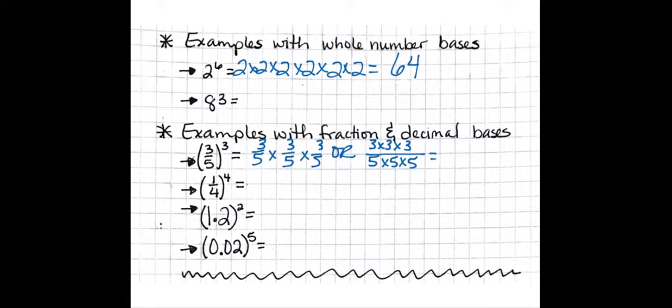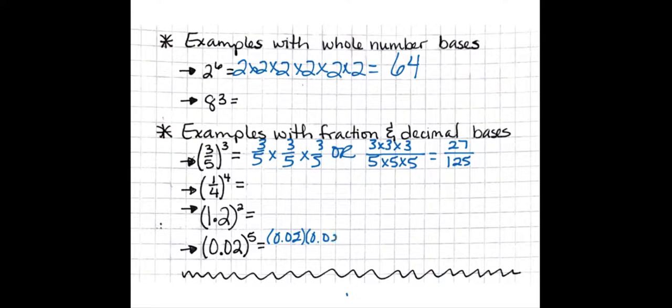3 times 3 is 9, times 3 is 27. Over 5 times 5 is 25, times 5 is 125. I'd like you to do the 1/4 to the 4th on your own. We'll check it in class. We're going to skip 1.2 squared right now. We're going to talk about the 4th example, and then I'm going to ask you to try 1.2 squared on your own, and we'll check it in class as well.